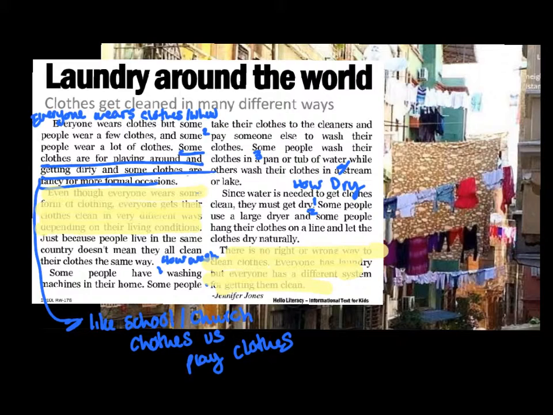Some people have washing machines in their home. Some people take their clothes to the cleaners and pay someone else to wash their clothes. Some people wash their clothes in a pan or tub of water, while others wash their clothes in a stream or lake. Since water is needed to get clothes clean, they must get dry. Some people use a large dryer, and some people hang their clothes on a line to let the clothes dry naturally. There is no right or wrong way to clean clothes. Everyone has laundry, but everyone has a different system for getting them clean.